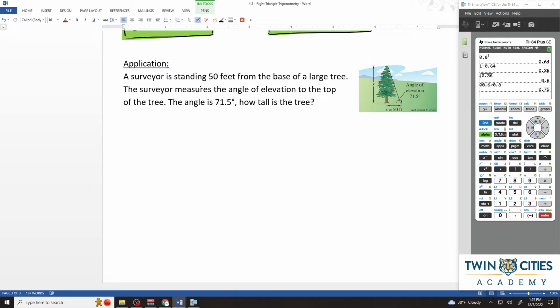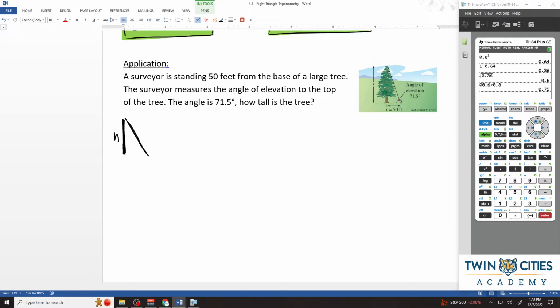So a surveyor is standing 50 feet from the base of a large tree. They measure that the angle of elevation to the top of the tree is 71.5 degrees, meaning from the ground to the top of the tree, that angle is 71.5, as we see in the drawing over here to the right. How tall is the tree? Okay, well, let's make a triangle out of this. So we've got the height of this tree. Let's call this h.